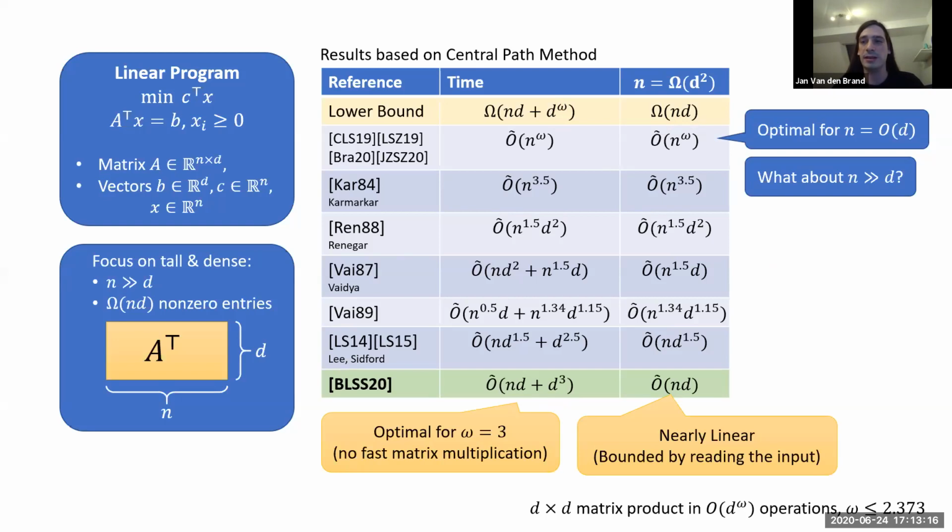Alternatively, if we assume that n is sufficiently large, at least something like d squared, then our upper bound simplifies to just nd time, which means our algorithm is nearly linear time in the sense that the complexity is basically bounded by reading the input matrix of the linear program. All right. Now, how do we get such an upper bound? How does our algorithm work?